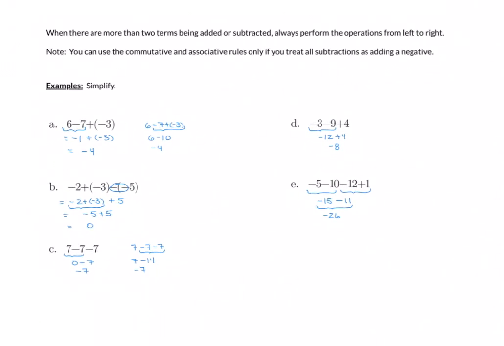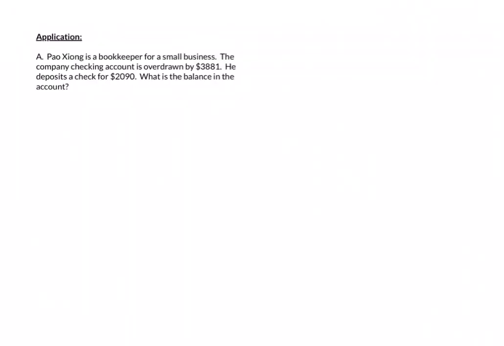All right, the last thing that we want to look at is an application problem. So we have Pao Zhang is a bookkeeper for a small business. The company checking account is overdrawn by $3,881. He deposits a check for $2,090, and I want to know what is the balance in the account. So the first thing that we have is we have negative $3,881. We are going to deposit $2,090.